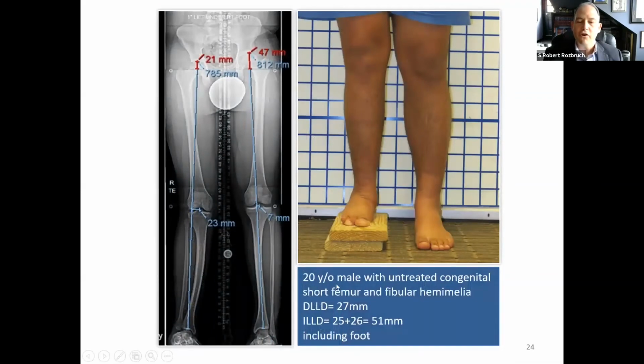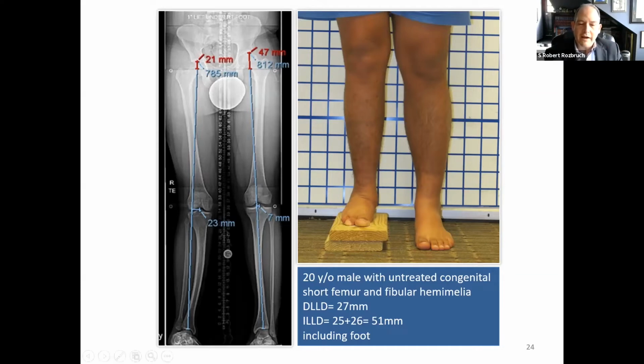Now, what I'd like to show you is an example of how I might approach that today in the internal lengthening nail era. And so this is an example of a 20-year-old male. This patient does not have RSS. He has untreated congenital short femur and fibular hemimelia. But it's a very similar type of presentation in that he has a total leg length discrepancy of 5.1 centimeters, and that it's roughly equally divided between the femur and the tibia.